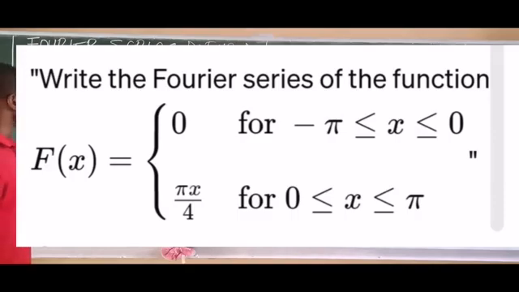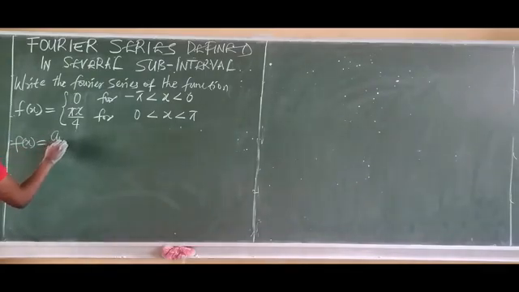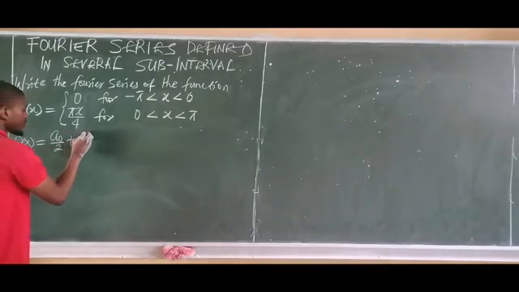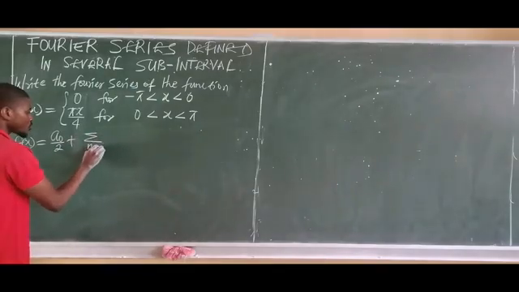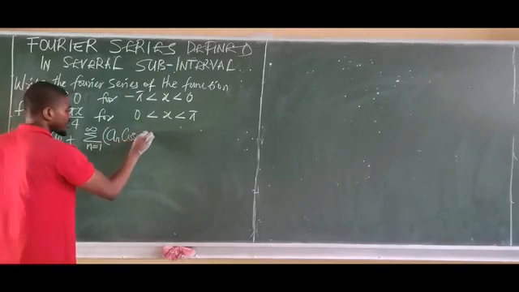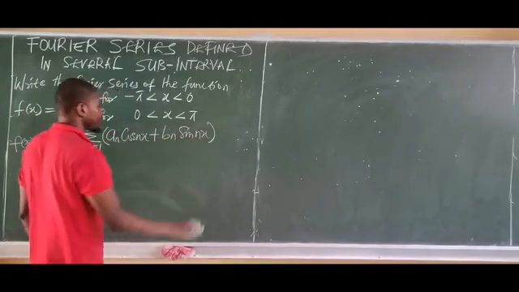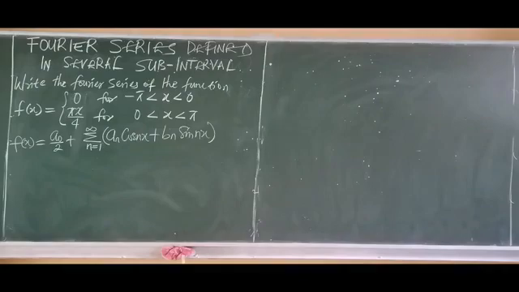It still says write the Fourier series of the function f of x equals 0 for minus pi to 0, and of course pi x all over 4 for 0 to pi. So first things first, let's state our Fourier series. The Fourier series of a function f of x is given as a naught all over 2 plus summation from n equal to 1 to infinity of an cos nx plus bn sin nx. This is our Fourier series formula, where a naught, an and bn are the Fourier constants.